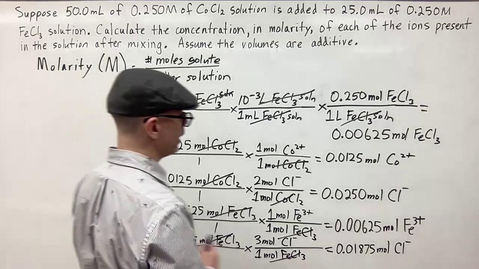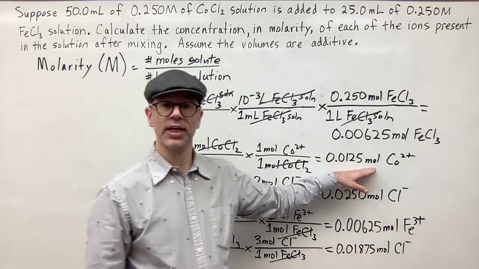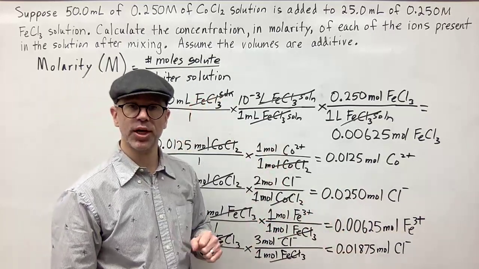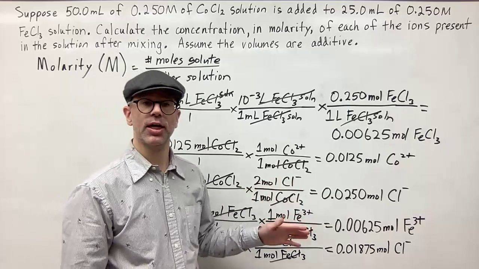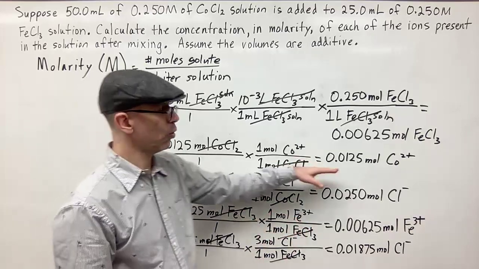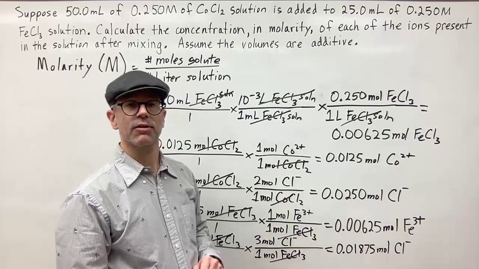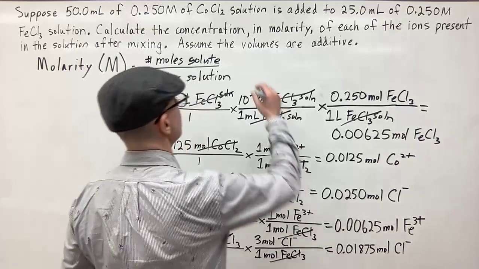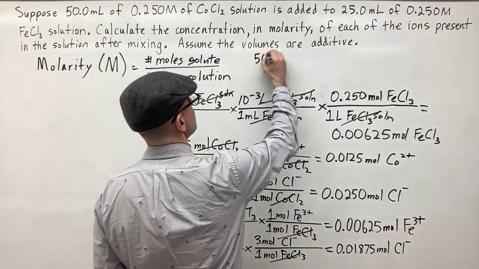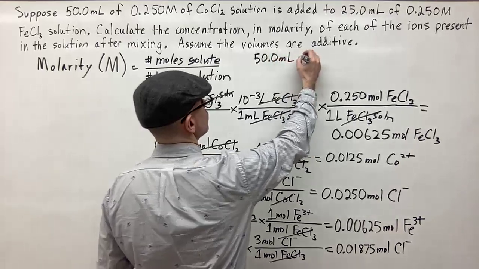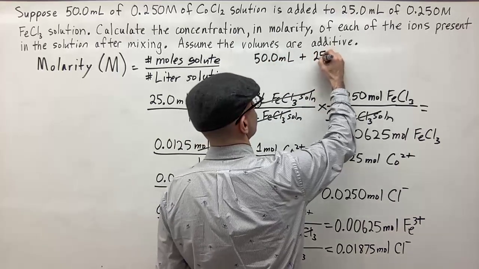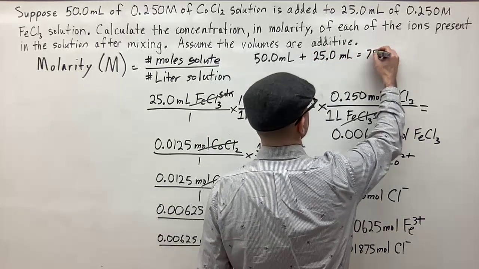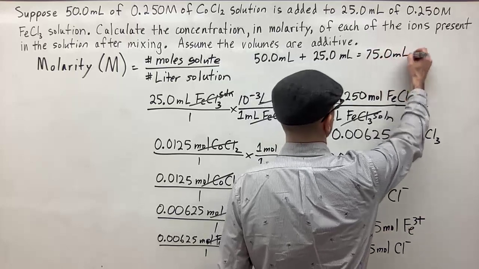Okay, so now that I have the moles of each of the ions from the solutions that we were given, now I can find the molarity of each by taking the number of moles, dividing by the volume of the solution. In this case, we're assuming it's additive. So that means that 50 milliliters of one solution added to 25.0 milliliters is going to be equal to 75.0 milliliters total.